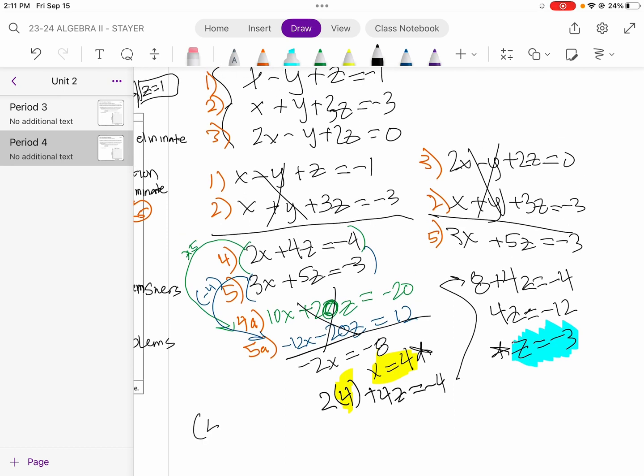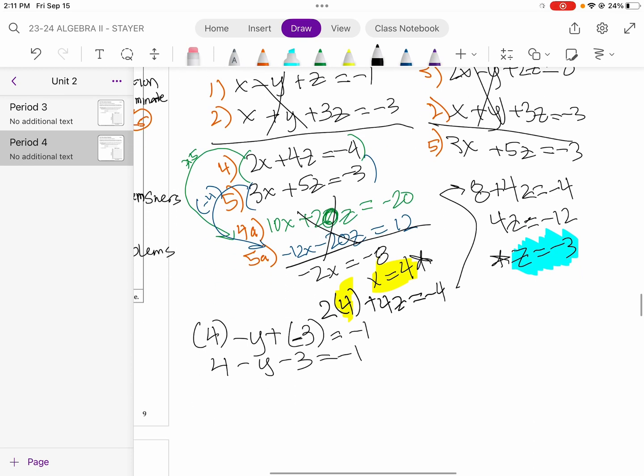So x minus y, we don't know that one yet, plus z, or in this case minus 3, equals negative 1. 4 minus y minus 3 equals negative 1. 1 minus y equals negative 1. I could move the 1 over, divide by it, but maybe just in basic math, we could say 1 minus what number is negative 1? 1 minus 2 is negative 1.